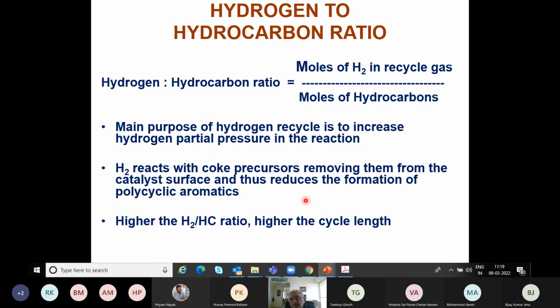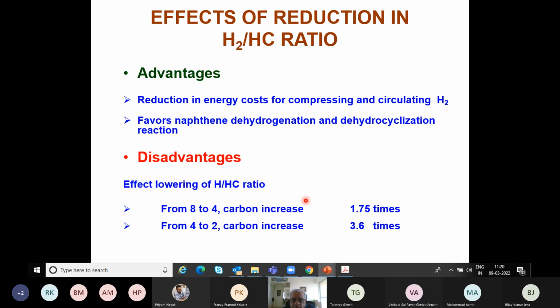If you also increase the hydrogen to hydrocarbon ratio, the space velocity also goes up, and therefore the residence time goes down, and therefore you actually get less reformate, the same phenomena as we discussed earlier.